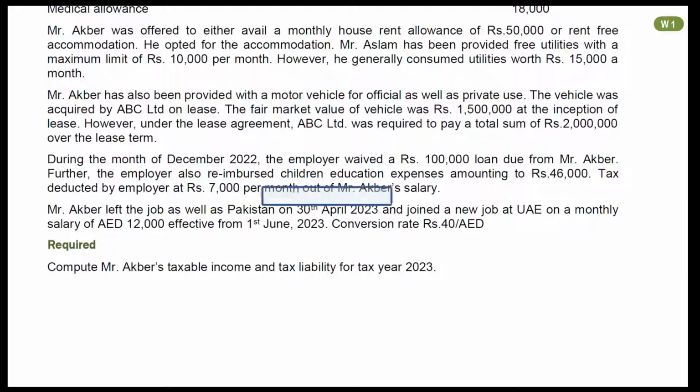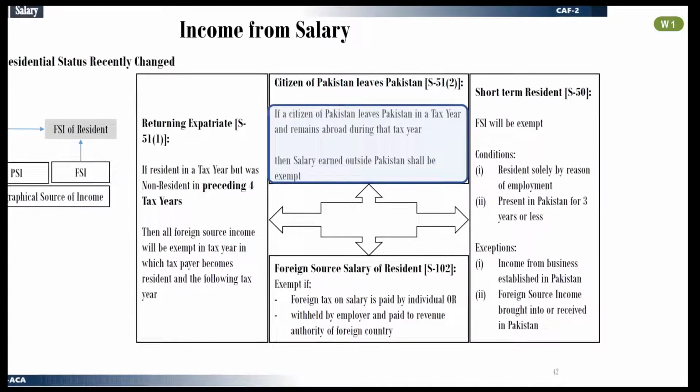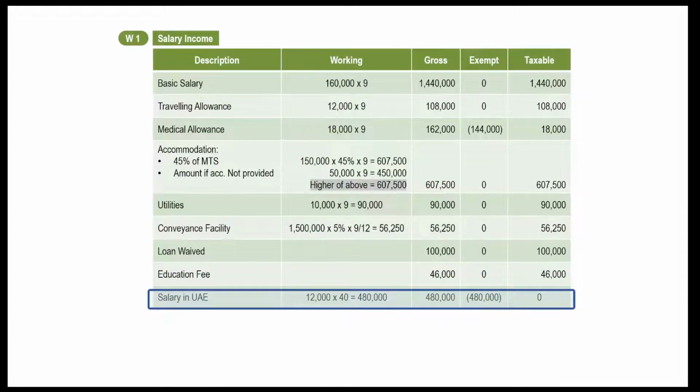Next information is about a new job in UAE. His salary at new job is 12,000 Arab Emirates dirham. 1 month salary falls in this tax year. Conversion rate is also given as Rs 40 per AED. Recall notes slide. Section 51, subsection 2 says that if a citizen of Pakistan leaves Pakistan and remains abroad during the tax year, then salary earned outside Pakistan will be exempt from tax. Mention it in your working. Nothing will be included in taxable salary income as this salary is exempt from tax. This working is complete now.